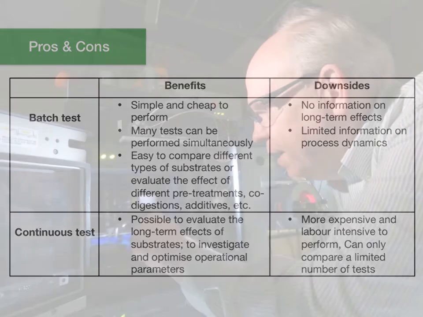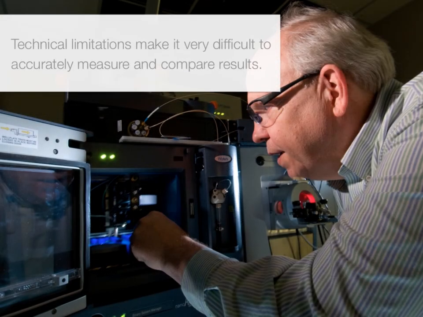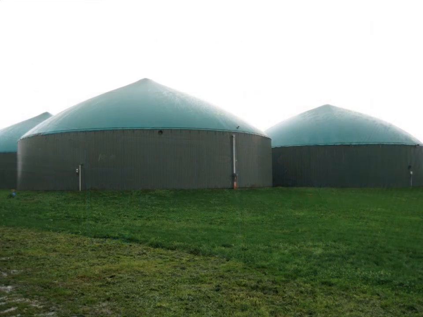Conclusion. While batch and continuous fermentation tests are key to unlocking AD's true capabilities, researchers currently face many challenges in using them. It is very difficult to accurately measure and compare results, and this mainly because of technical limitations. Let's take a closer look at those limitations.